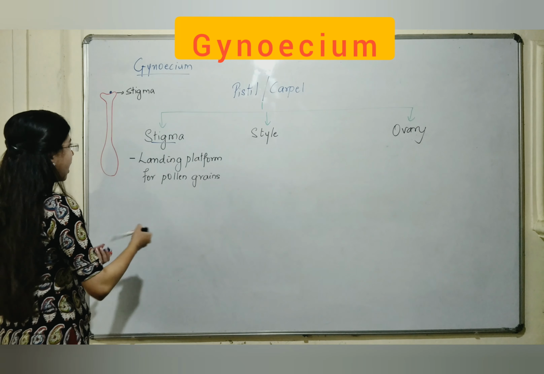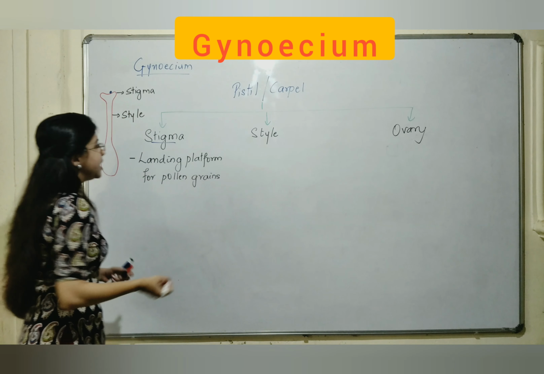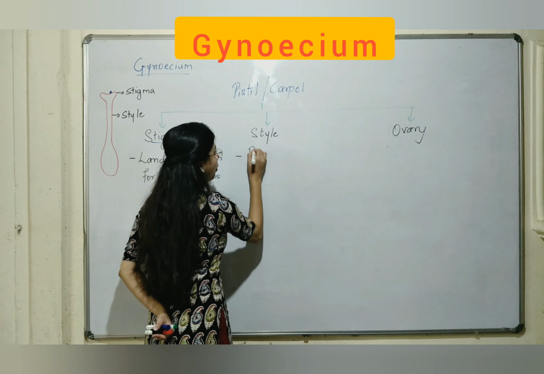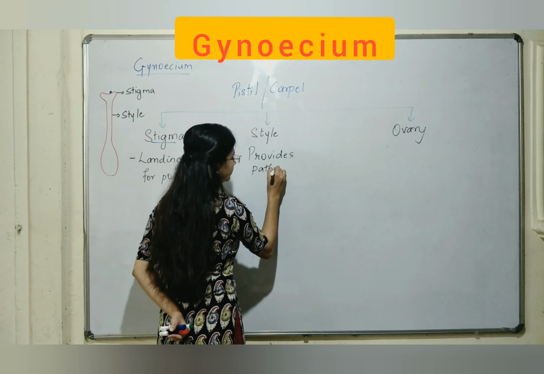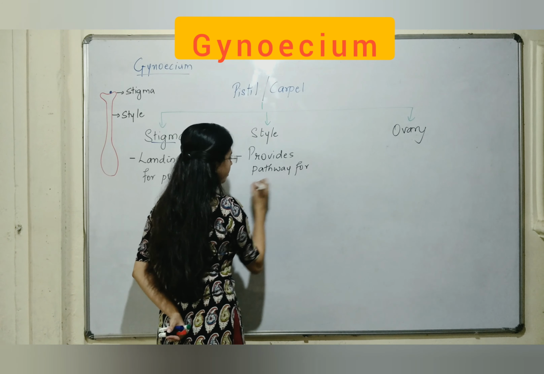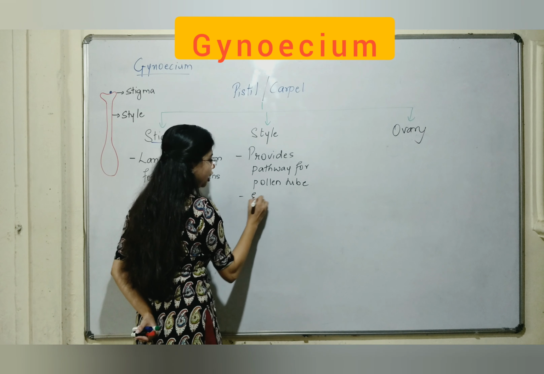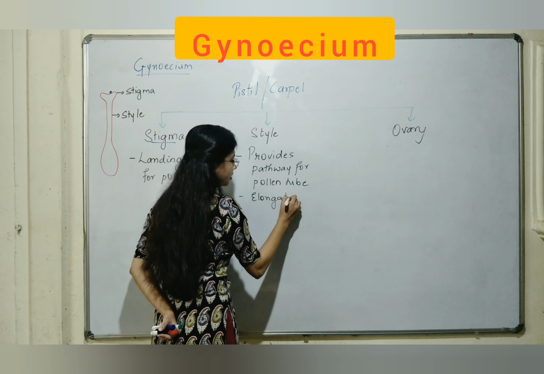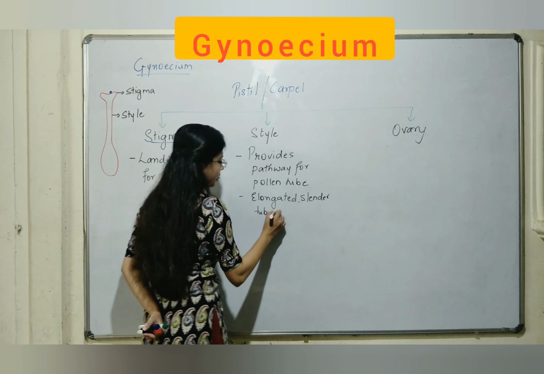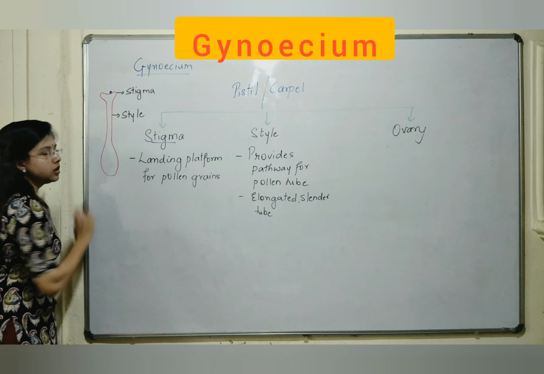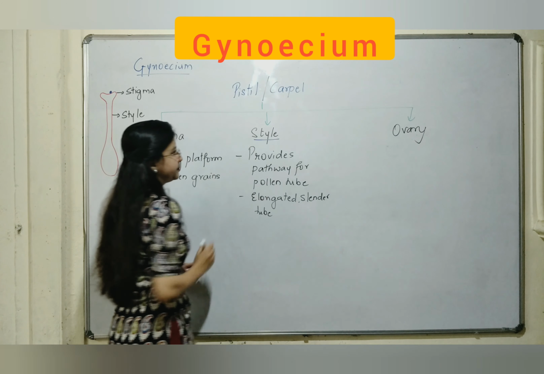The next part of the carpel is the style. Right? Now, a style is just providing a pathway for the pollen tube, or you can say it is an elongated, slender tube that is going to attach the stigma with the ovary. So this is the function of style.